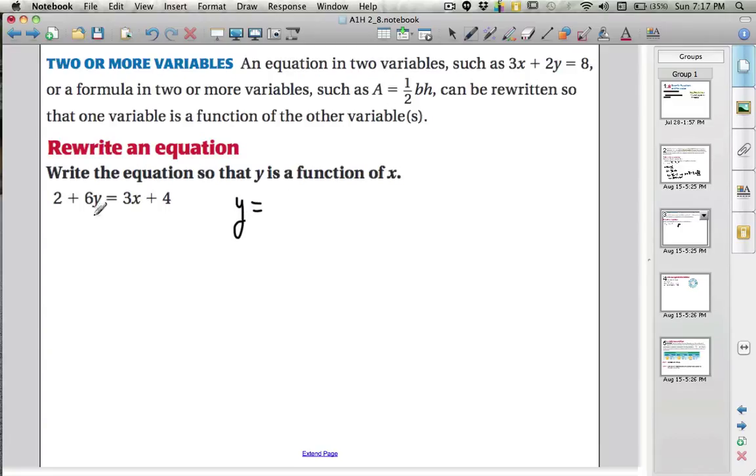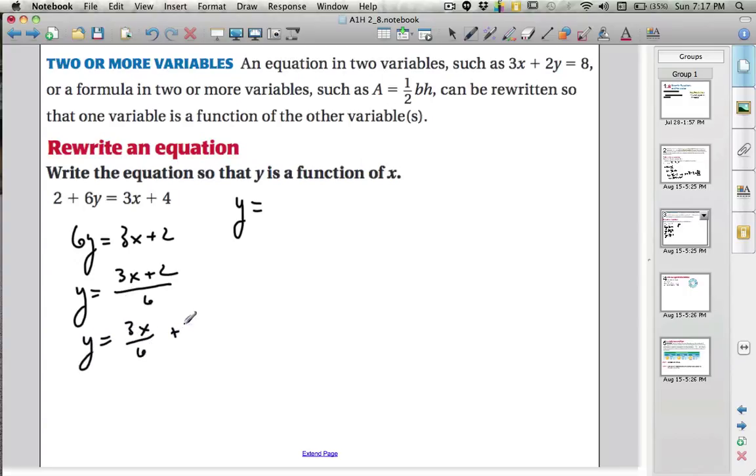So I'm going to be isolating y, and the first thing I'm going to do is subtract 2. 6y would be equal to 3x, and I have 4 minus 2 is 2. And then I'm going to divide by 6. So y will be equal to 3x plus 2 divided by 6. If I distribute my division, I'll have 3x divided by 6 plus 2 divided by 6. And when I simplify, this will be x over 2 plus 1/3.